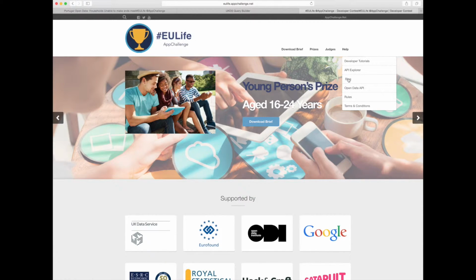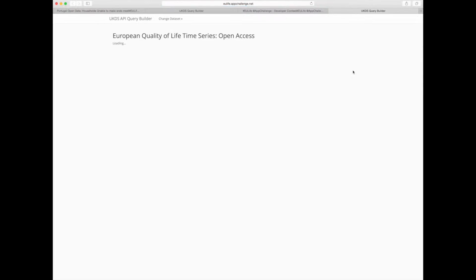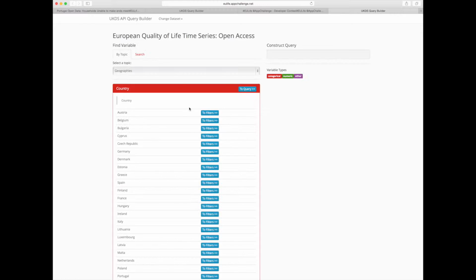We've also got our blog, which gives you some statistics, and I'll come back to that later. And then things like the rules and a direct link to the Open Data API. But let's use the API Explorer. This is a piece of software written by Philip Rustemeyer, and it allows us to look at the one data set at the moment that's made available by the UK Data Service under an open data license.